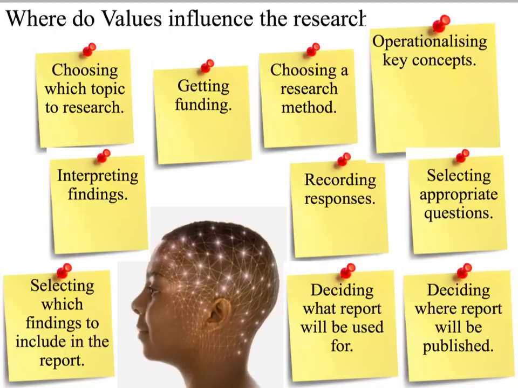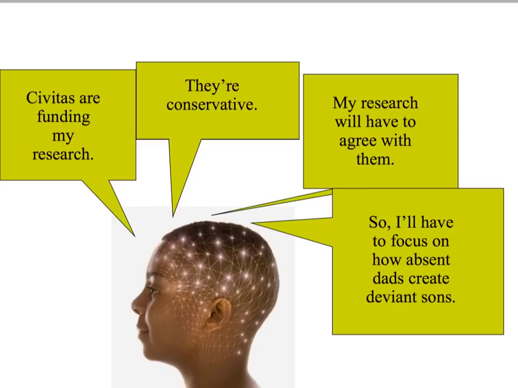Okay. If you could annotate some of these issues of influence of values into your PowerPoint, we can talk about it next lesson. One of the key issues is certainly funding in sociological research. Some of the main sources of funding are the government, universities, and some big private organisations. So if you are sponsored by Civitas, you might be aware that they are very conservative. So therefore your research might have to agree with them.